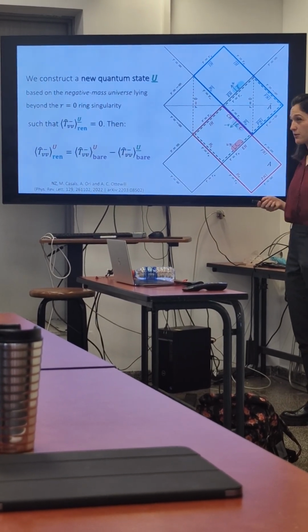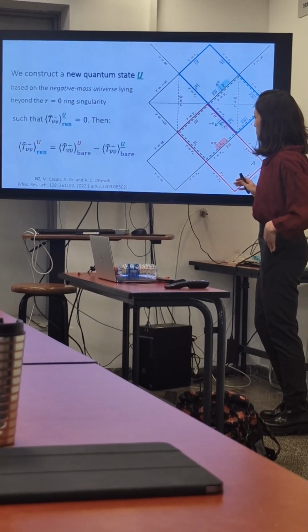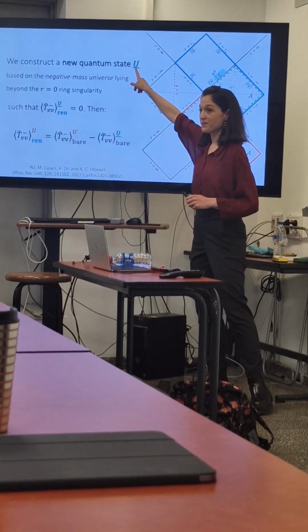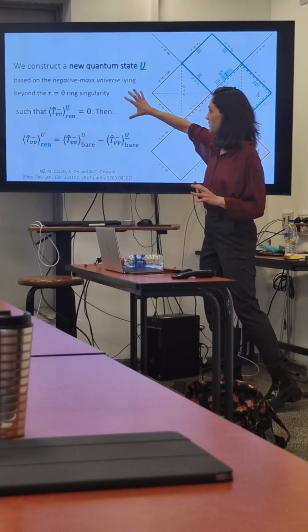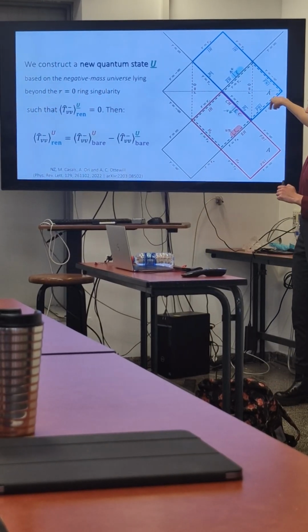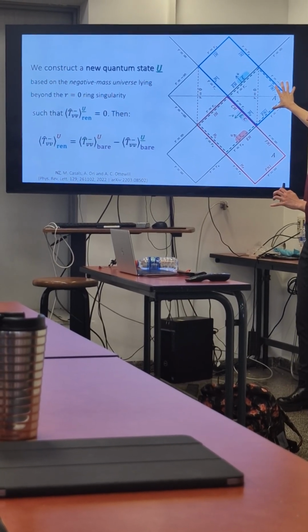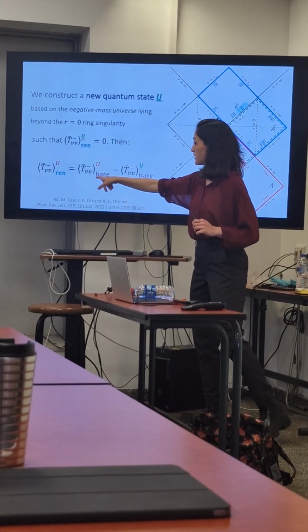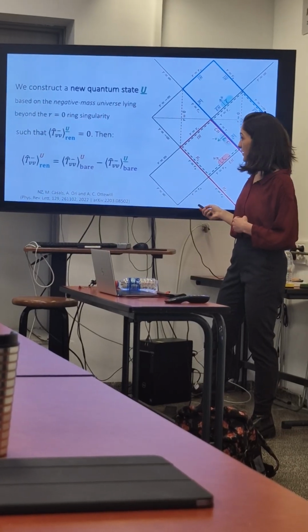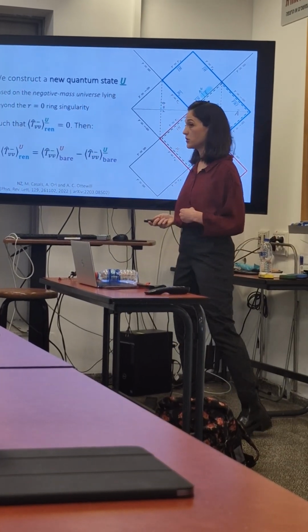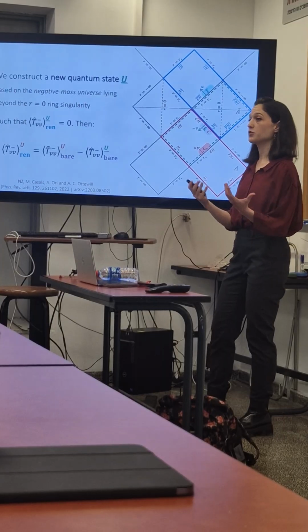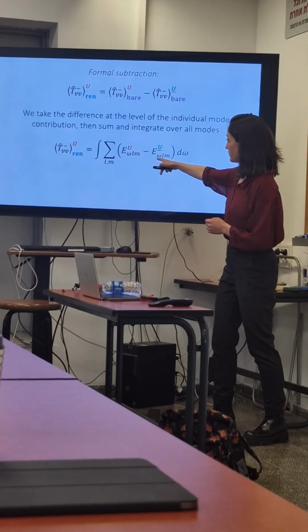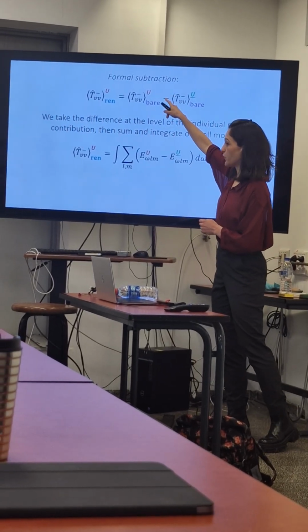So this is what we do in the Kerr case, and because I have no time, I will just tell you that we built a new quantum state, which we call U underbar. It is very strange. It is based on the negative mass universe, which lies beyond the ring singularity. And crucially, it has TVV at the Cauchy horizon equal to 0. So then we are left with this simple formal expression for how we are going to compute TVV at the Cauchy horizon in the Unruh state. We just subtract the bare mode contribution in the U underbar state, and we do it at the individual mode level. So this is just a formal expression.